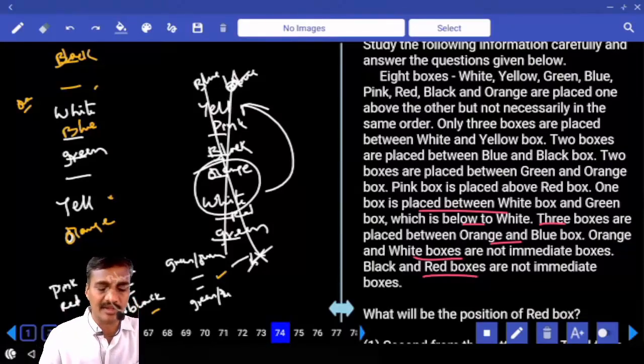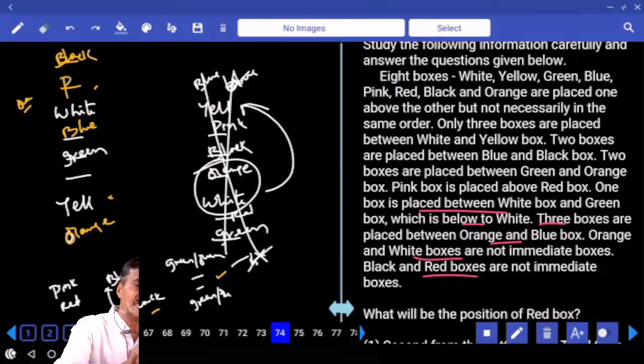సరిపోయినాయి కదా? And next one, red. Pink is above this red. Now pink is above this red. This is pink. And this is red in color.